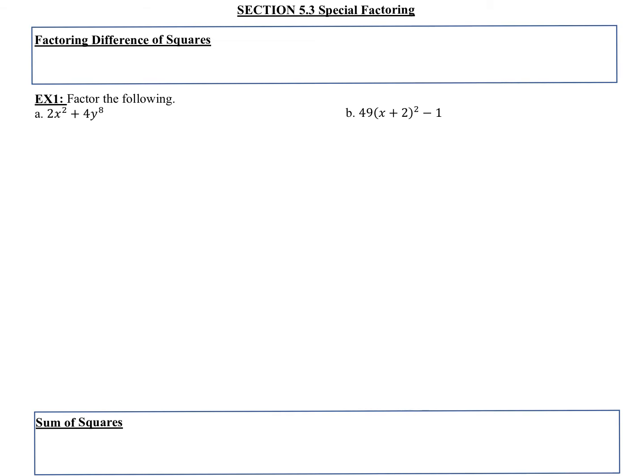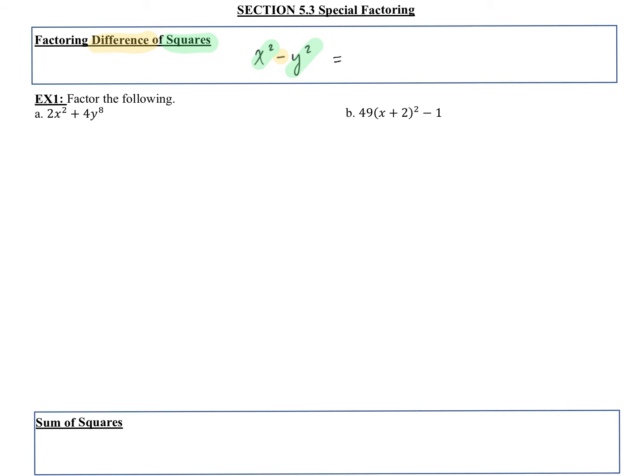Well, the main thing to look at: the difference, we should think of subtraction. And then squares, well, we're thinking of items that are being squared, right? So for example, x squared minus y squared. This would be called a difference of squares, because there's a difference and both of the items are squares.